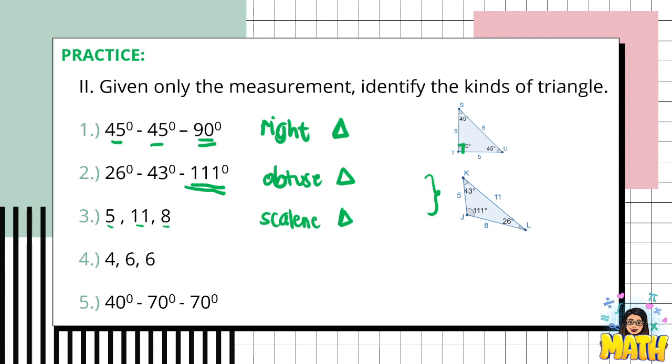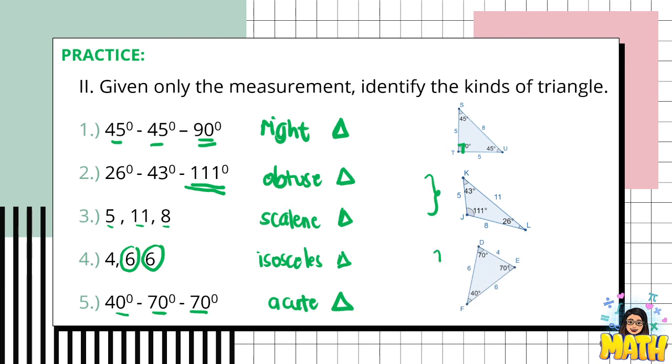Next, for number 4, we have 4, 6, 6. Notice that we have two sides that are both equal to 6. Therefore, this one is an isosceles triangle. While for number 5, the following measures of the angles 40, 70, 70, all of which are less than 90 degrees, which means all of those angles are acute and therefore that triangle is an acute triangle. So here is the example of the figure for numbers 4 and 5.